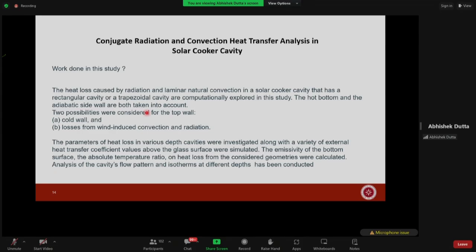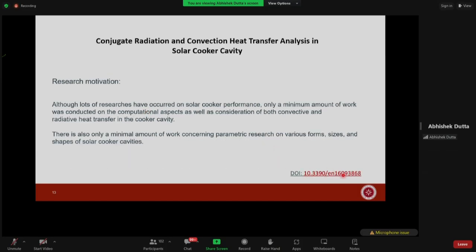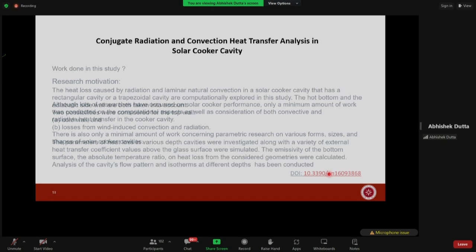The parameters of the heat loss in various depth cavities, and they also did a nice parametric study, a very clean and easy paper to understand their work. For me, it was very easily understandable. They also did the cavities' flow pattern and isotherms. Now, I have some pictures of that, but this is the DOI. You can just note it down. You can print screen it, and you can look at this paper yourself in much more detail than what I'm presenting now.